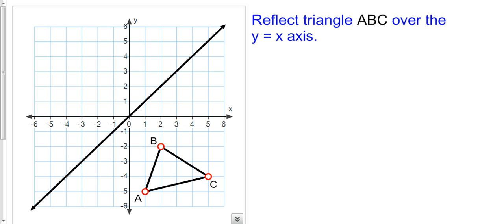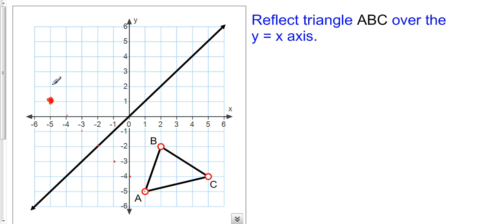Let's have a look at the last example here. Reflect triangle ABC over the y equals x-axis. I'm going to start off by showing you how to do this with the distance. This time, we're going to move on a diagonal. Okay, so we're going to move using the vertices. So if I start from A, I move diagonally 1, 2, 3. So that's 3 diagonal units to the line of reflection. I'm going to move another 3, 1, 2, 3 on the other side.